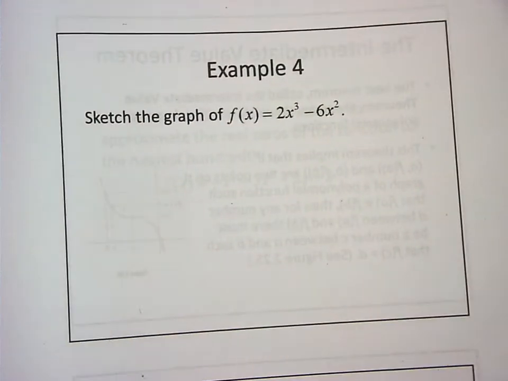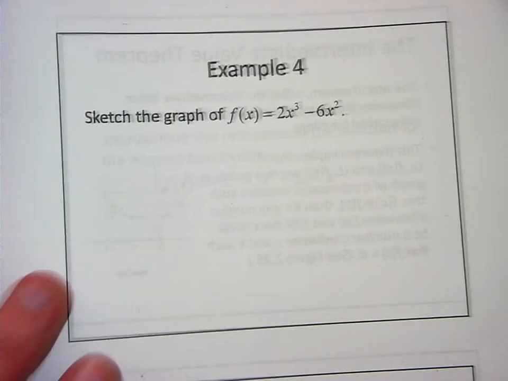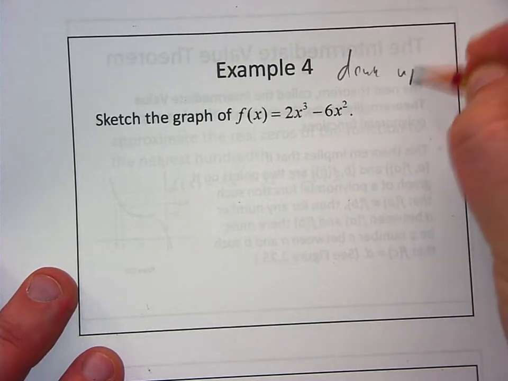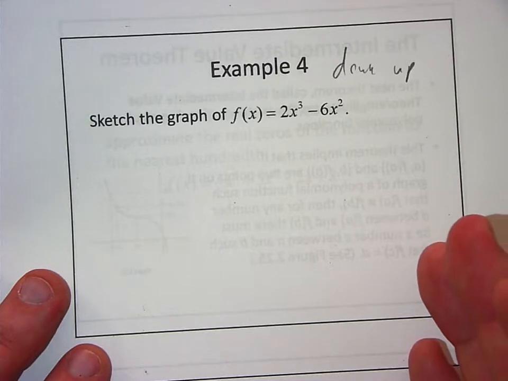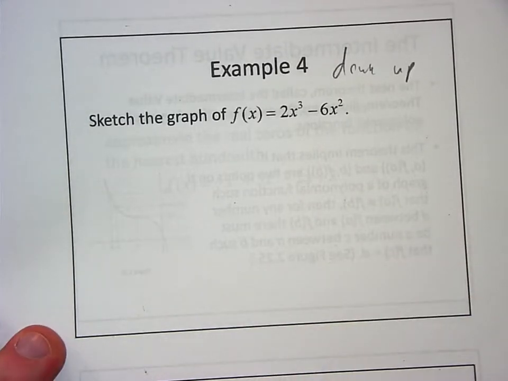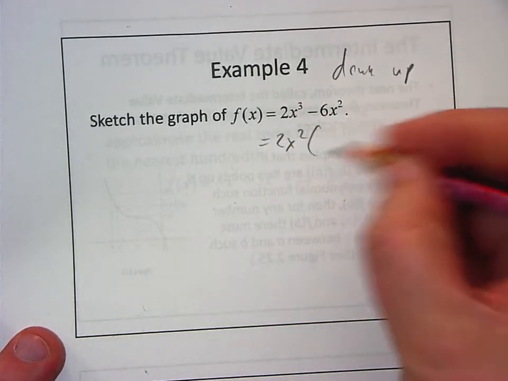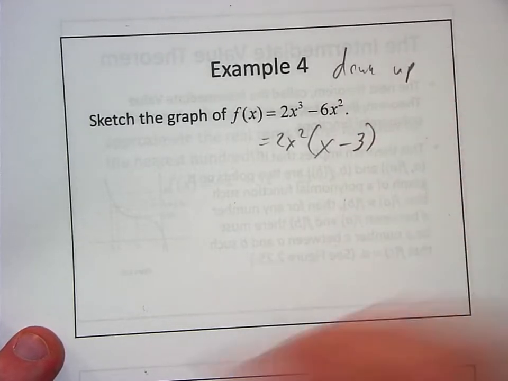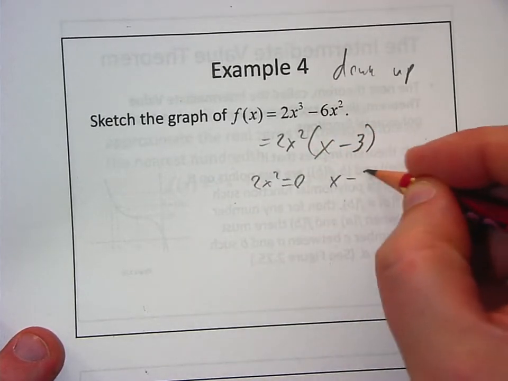So if I want to sketch this, what can I tell about it, just looking at the equation? It's going to be down up to start. Okay? It's got 3 zeros, most likely, but some of them might have multiplicities going on. Because what's the greatest common factor? 2x squared. That leaves me with what? X minus 3.